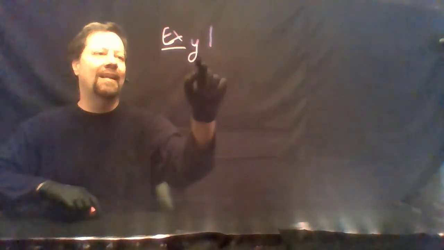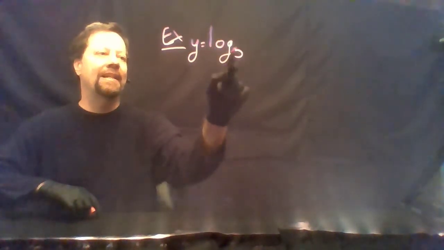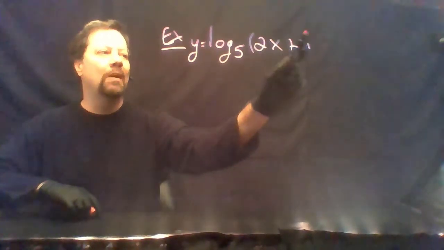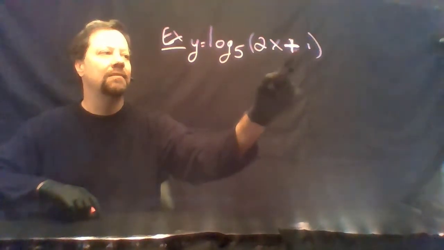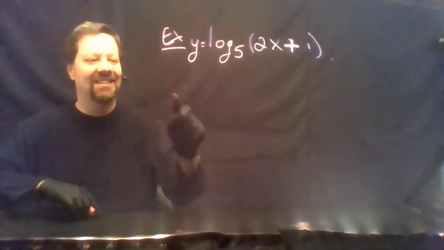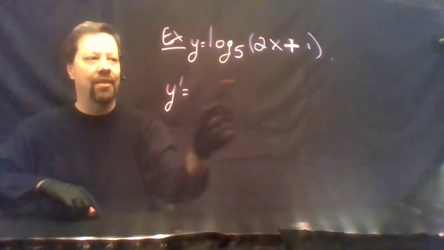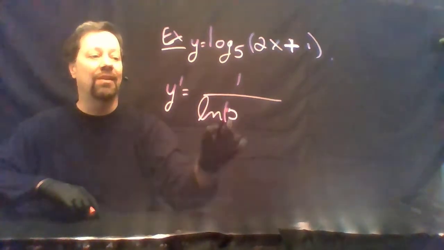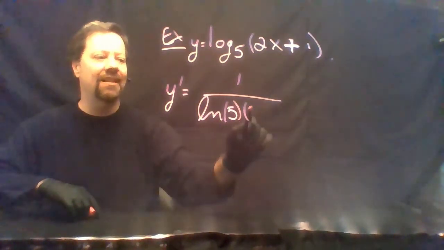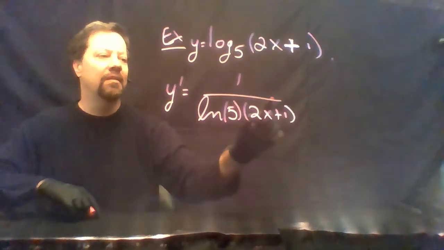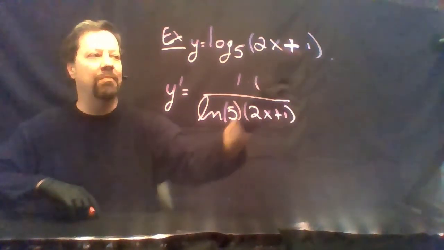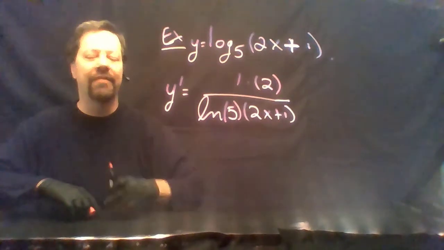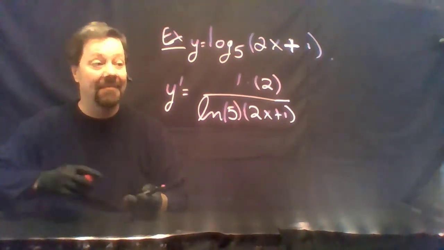So how do I calculate the derivative of y equals log base 5 of x plus 1? Well, the derivative of log base 5 is 1 over the natural log of 5 times the inside stuff. But by the chain rule, you have to multiply by the derivative of the inside. And so, there it is.